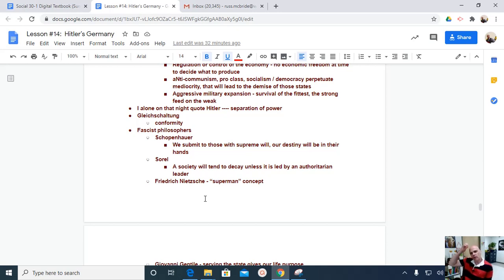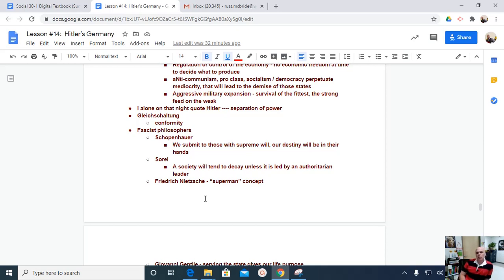One of the goals under a fascist state is to create conformity, and they had a policy called Gleichschaltung. And under Gleichschaltung, everything was Nazified. So if you wanted a gardener's club, it became a Nazi gardener's club. If you wanted a teacher's union, it became a Nazi teacher union. So Gleichschaltung was their way of creating conformity.